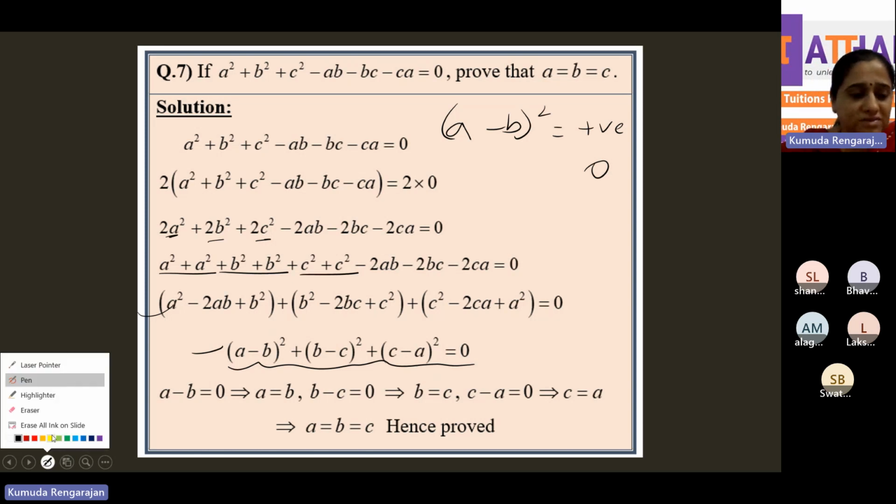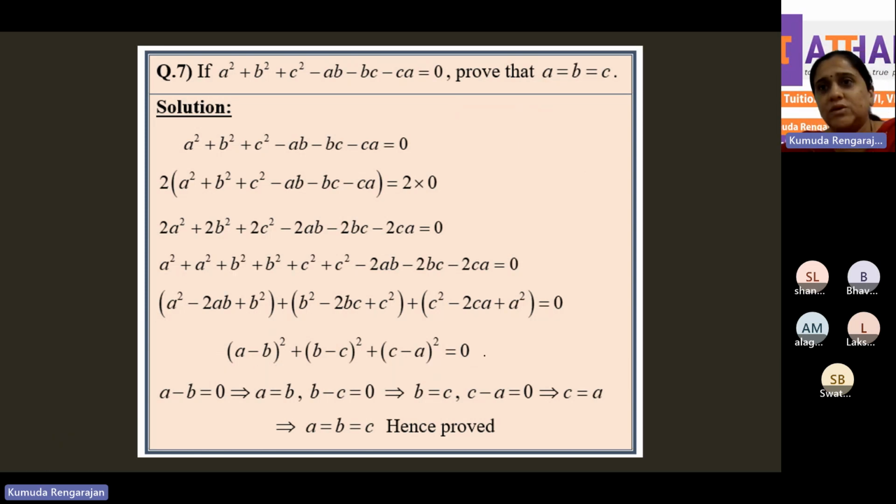But it's given that their sum is 0. Supposing they're all positive, like positive 4, positive 5, and positive 0, how will the sum be 0? The sum can be 0 only if everything is 0.